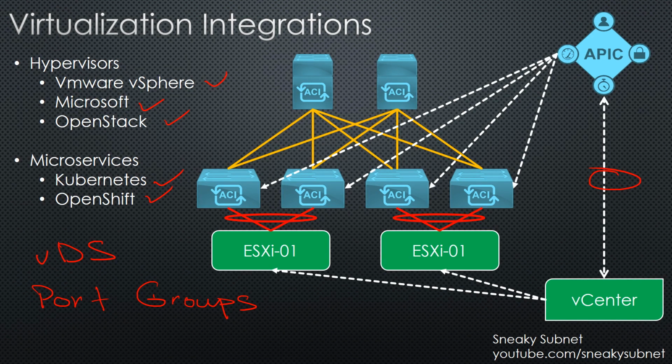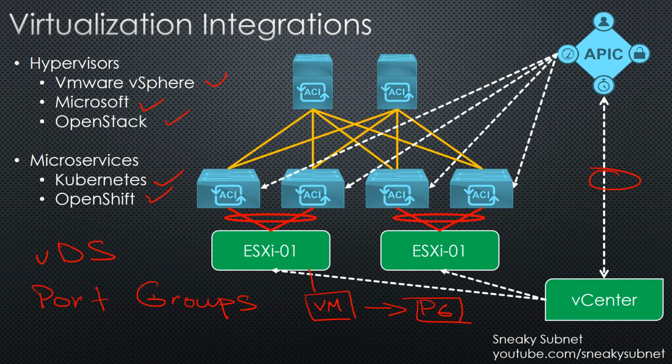VMware administrator only needs to assign VMs to correct port groups. So here we typically have VMs, and when you leverage that kind of integration from a VMware side, you just need to assign this VM to correct port group. That's all you have to do from VMware side.